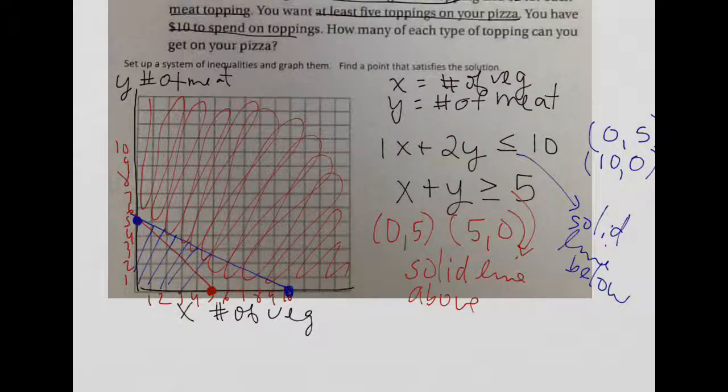Okay, so I see where they're meeting, right there. Everyone see it right here? Here's my solution set. I find a point that satisfies that, so I can name any point I want in there. I'm going to do 6 of the veggies, 1 of the meat. That's a lot of toppings. Or I could do 4 of the veggies, 2 of the meat. Okay, at least one point that satisfies that is in that solution set.